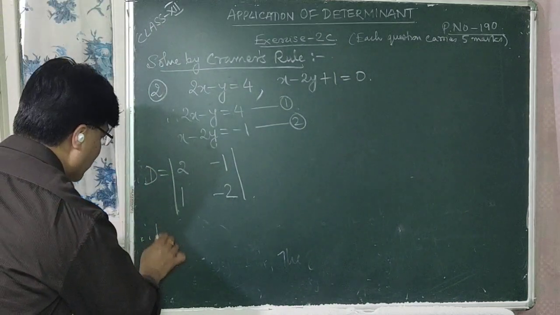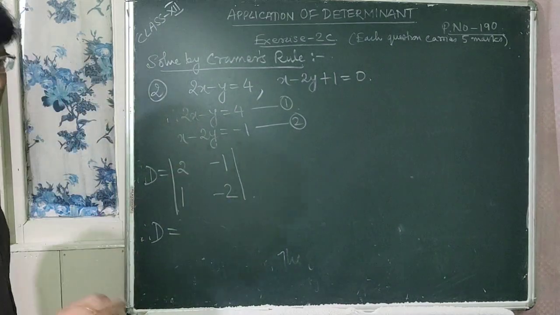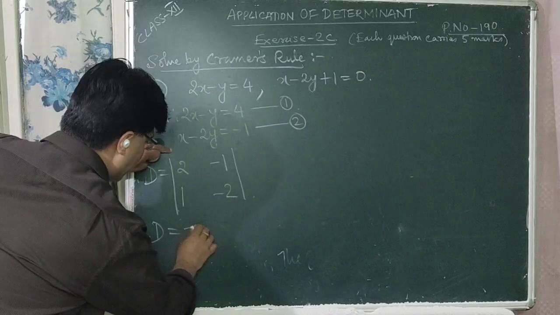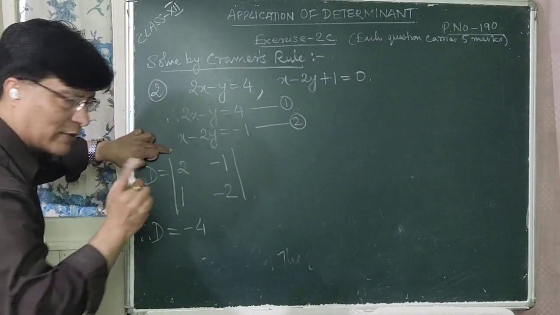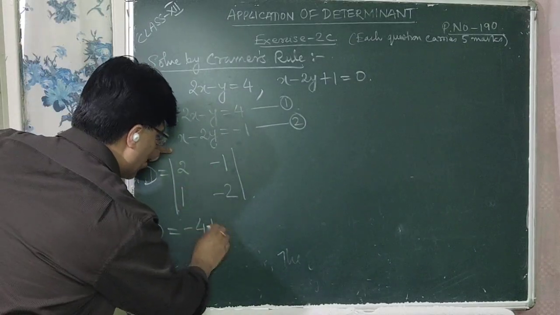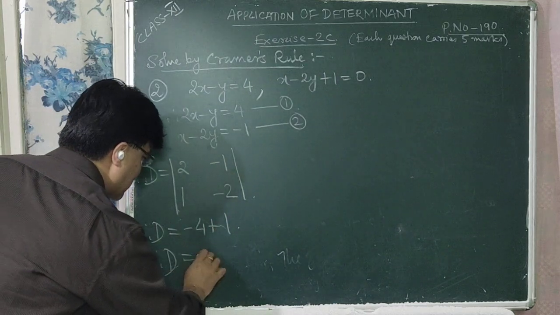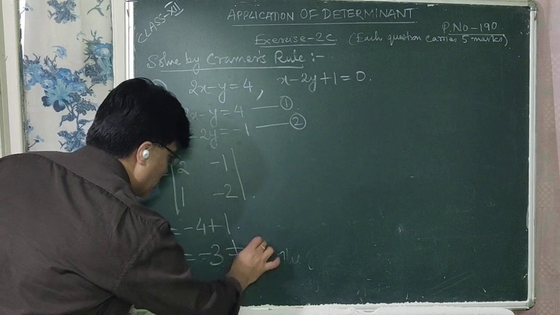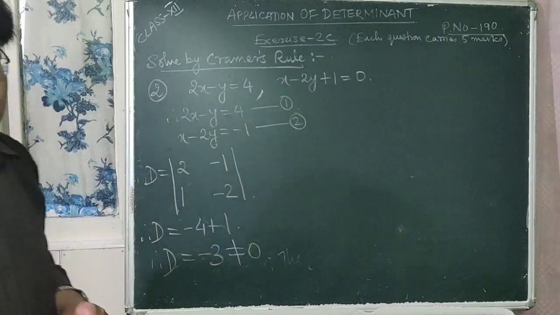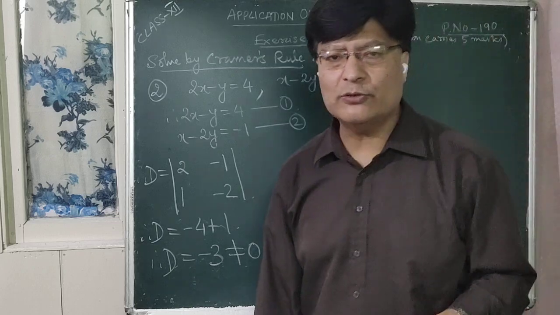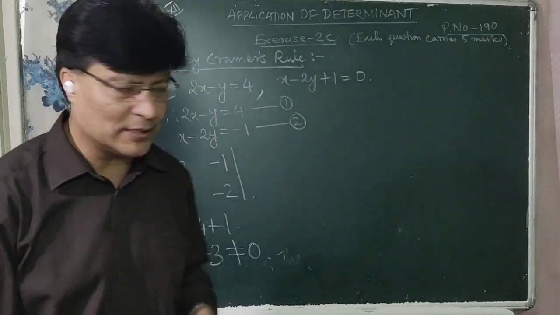Now, therefore d is equal to, we can expand it. You know how to expand the second order determinant, right? So 2 into minus 2 is minus 4, minus, minus into minus is plus, 1 ones are 1. That means d is equal to minus 3. So it should not be equal to 0. Otherwise, you cannot get the answer. It will be undefined if d is equal to 0. I already told you that, isn't it?